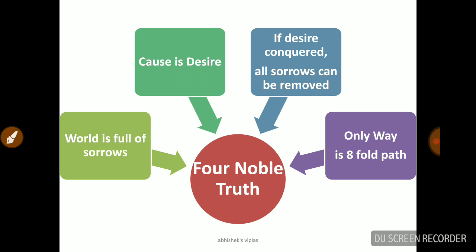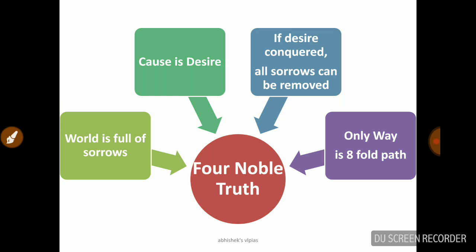Okay, and next we are talking about the important noble truths. There are 4 noble truths that Buddha follows, and the followers of Buddha have to follow. The first one, the real fact: Buddha always says that the world is full of sorrows. So definitely, the world is full of sorrows.